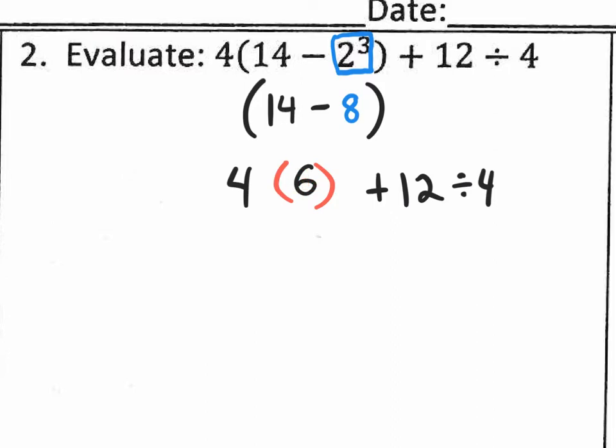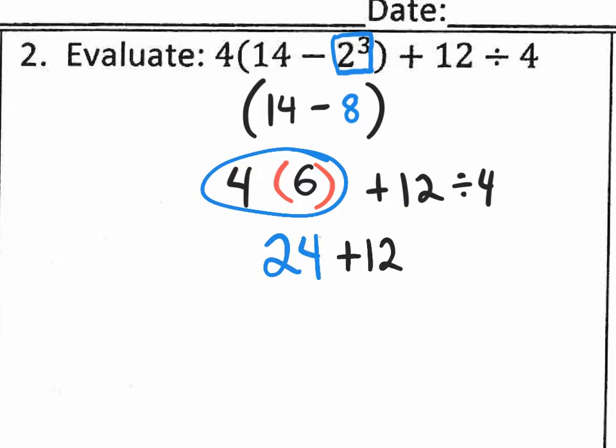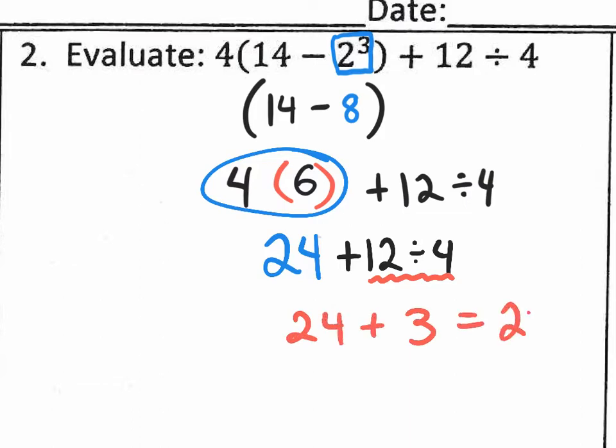After parentheses, we have exponents, which there are no exponents. There was inside, but there are no more exponents. Then we go to multiplication. So it's PEMDAS, P-E-M, multiplication. Is there any multiplication here? Yes, 4 times 6. Now what is 4 times 6? That's 24. So I write down 24. Let me rewrite the rest. Plus 12 divided by 4. What's my next step? You divide. 12 divided by 4 is 3, and 24 plus 3 equals 27.